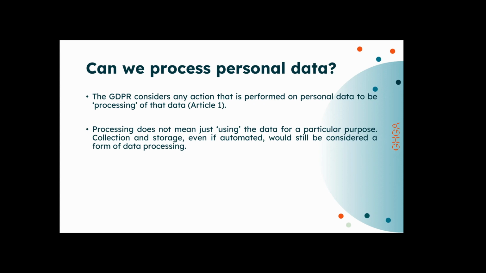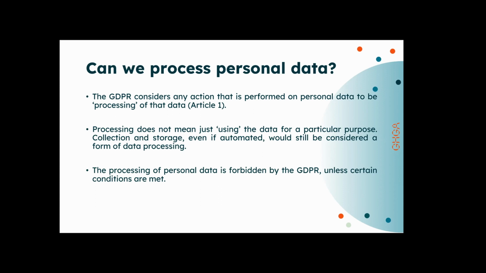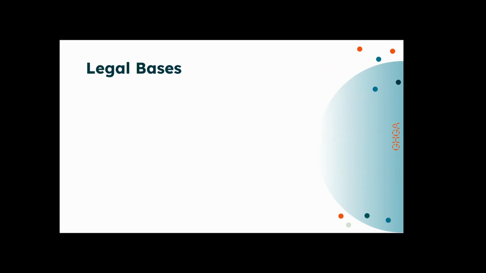So as it says there, even if you're just collecting and storing the data, even if this is in an automated way, it would still be considered to be a form of data processing. I know we tend to think of processing as actually doing our analysis, but that's not the case under the law. It's a much broader view of what it means to process personal data. And actually, the way the GDPR is worded, you're forbidden from processing personal data by the GDPR, unless, and there's the big caveat, certain conditions are met. The default position is that you can't do it unless these conditions have been met. And these conditions include having a legal basis for the processing. And so we're going to talk about these legal bases now.